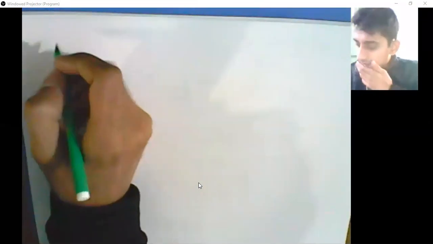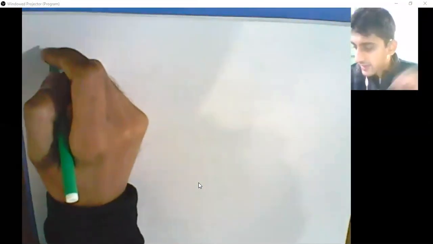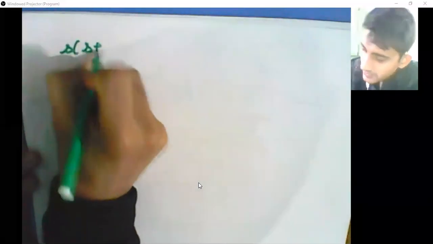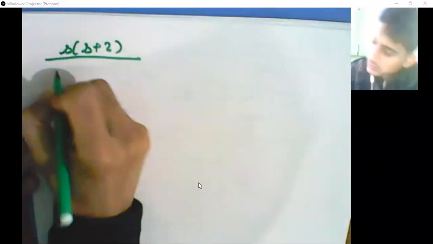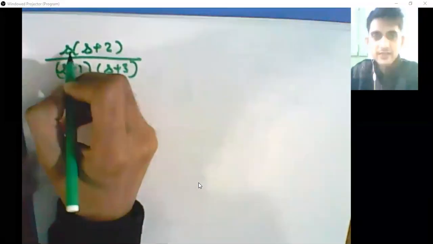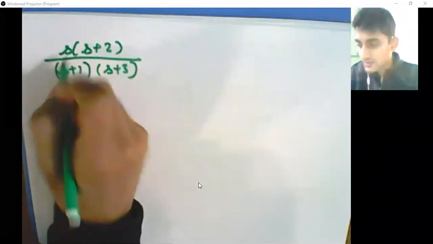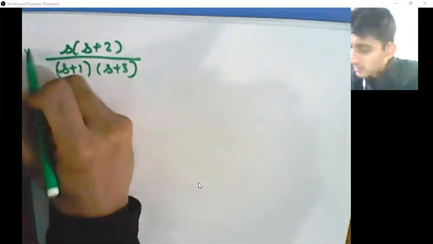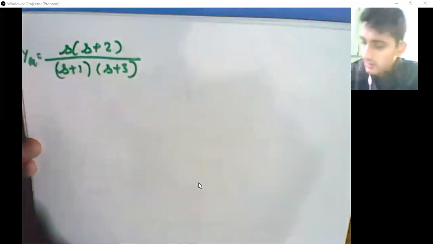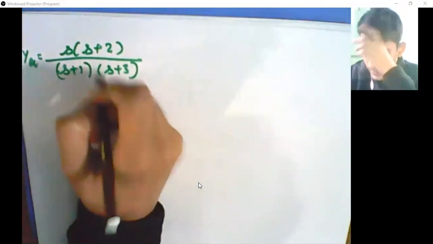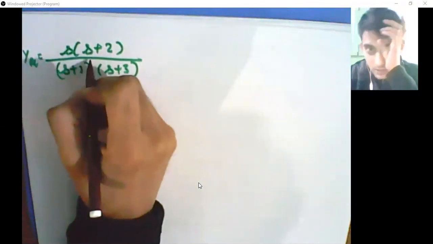Let me just design a question, right? So we have ZRC and YRC. I can take, yeah, S plus 2, S plus 1, and S plus 3. You see that the first critical frequency here is 0, so this follows the properties of YRC, okay? And now you can try to make its Cauer form.